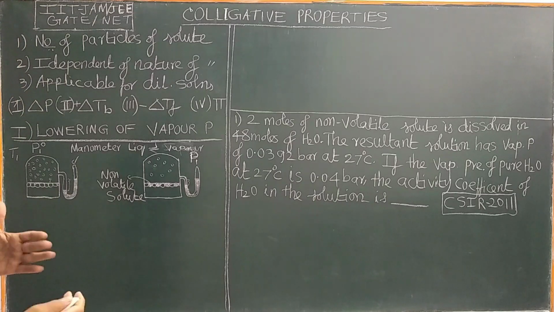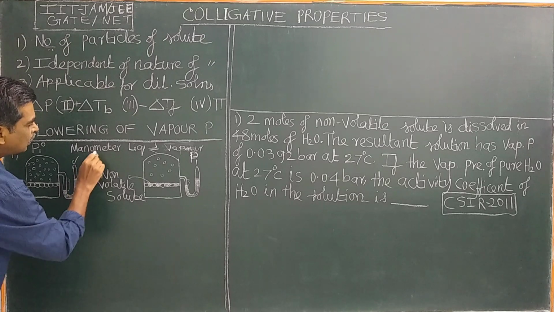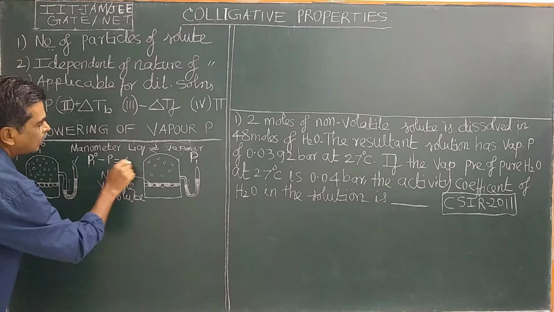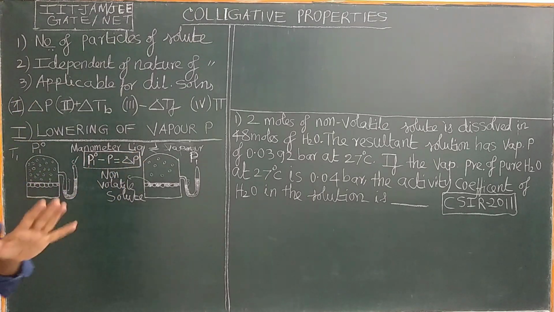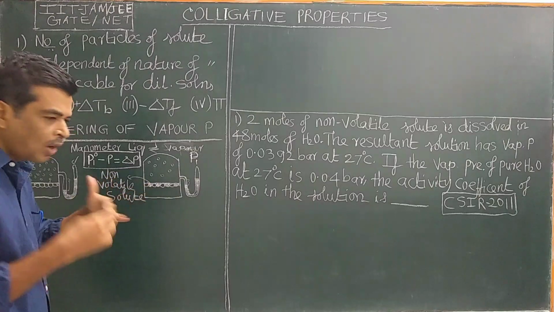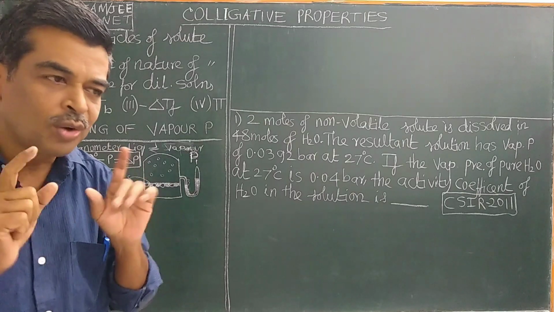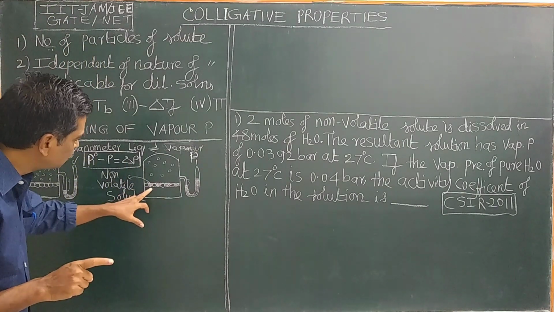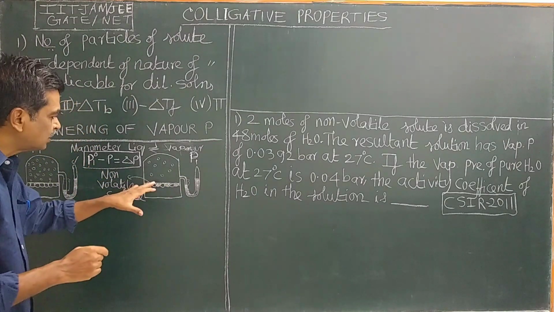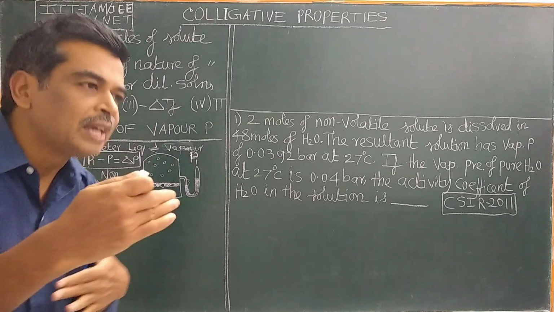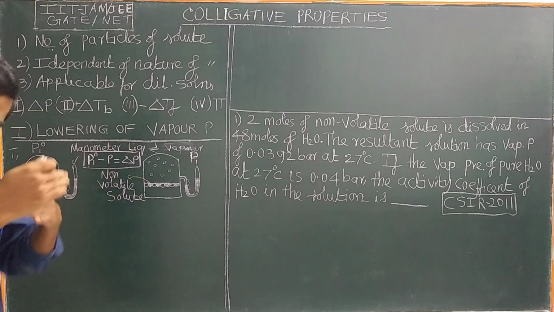Why is there a lowering of vapor pressure? The lowering of vapor pressure is P1 naught minus P, that is equal to delta P. This is called lowering of vapor pressure. Why is there a lowering? When you dissolve a non-volatile solute, as I said, evaporation is a surface phenomenon. The solute molecules occupy the surface and also the inside. Therefore, the solvent molecules, the water molecules, cannot escape. As a result, the vapor pressure decreases.